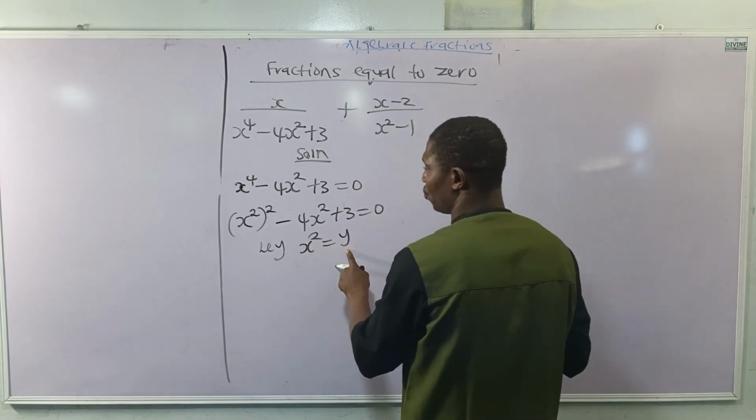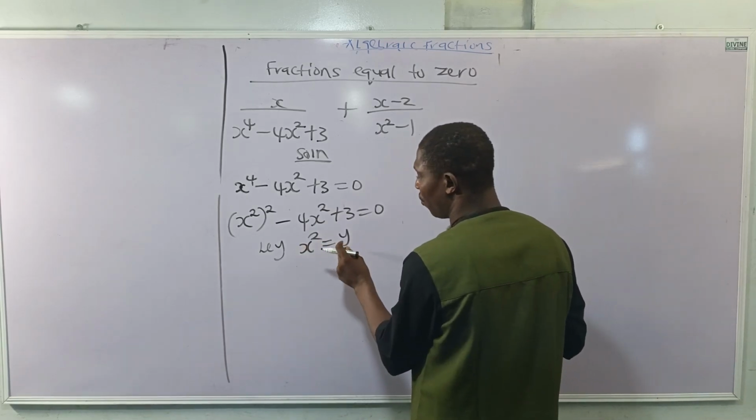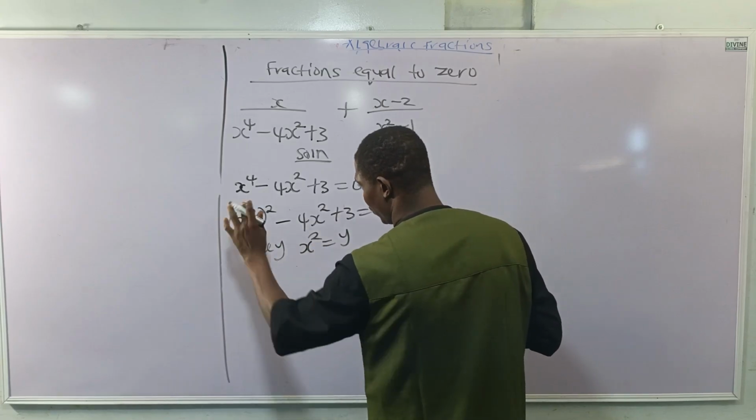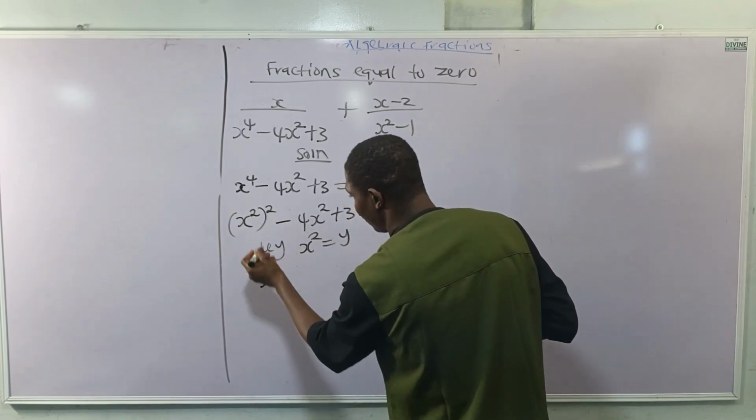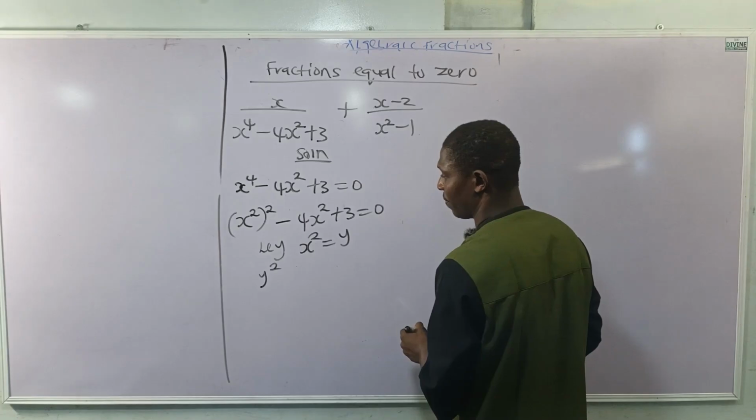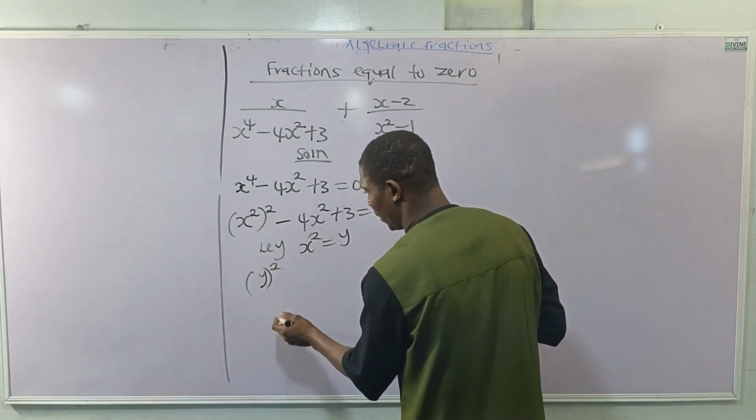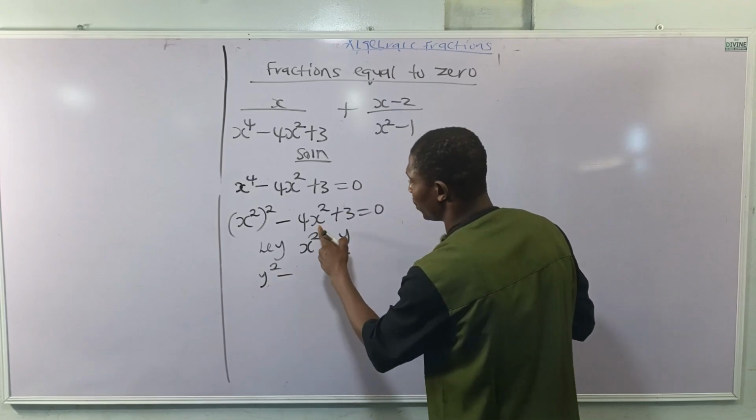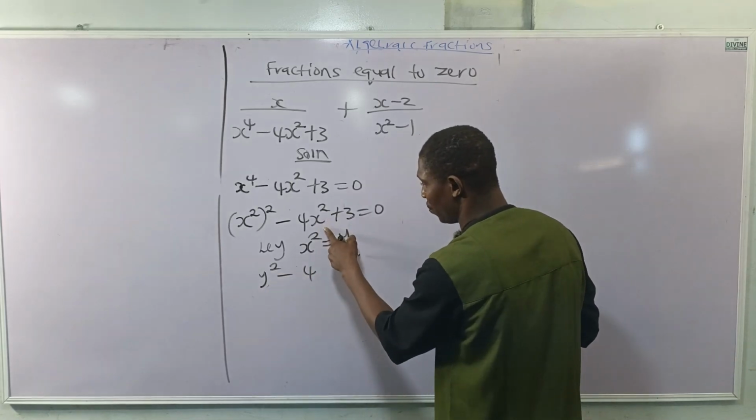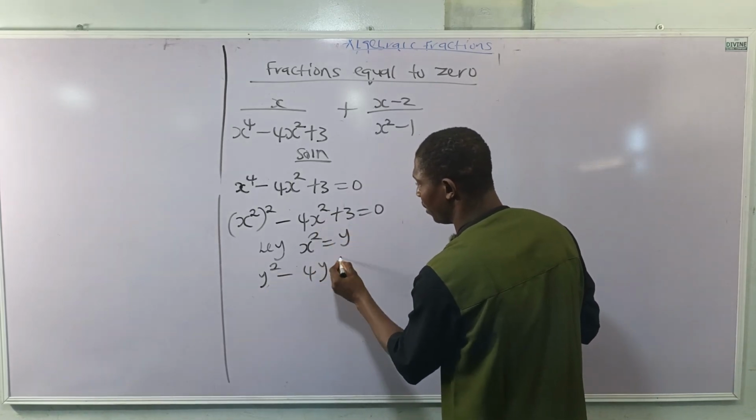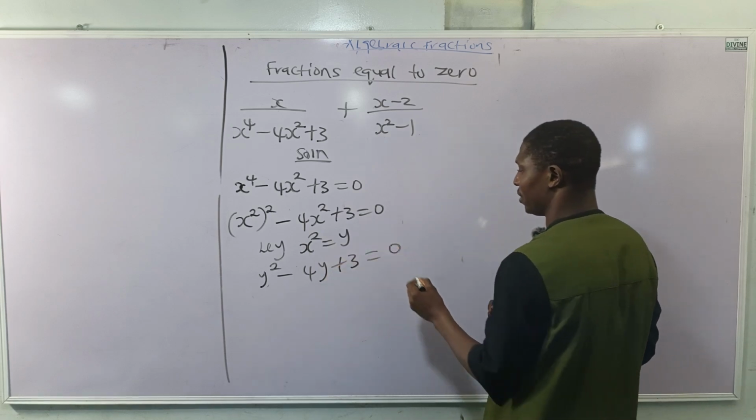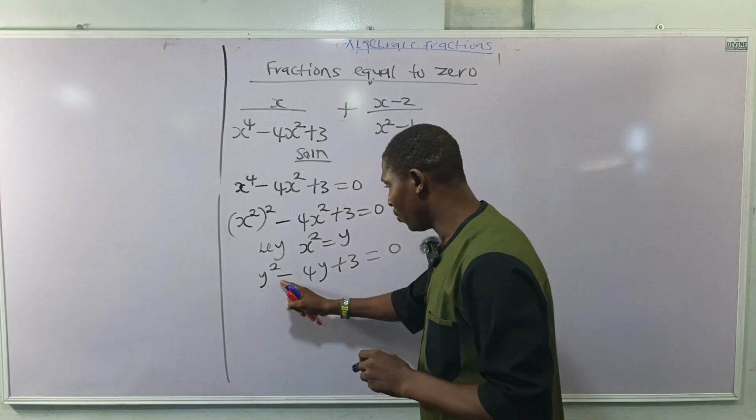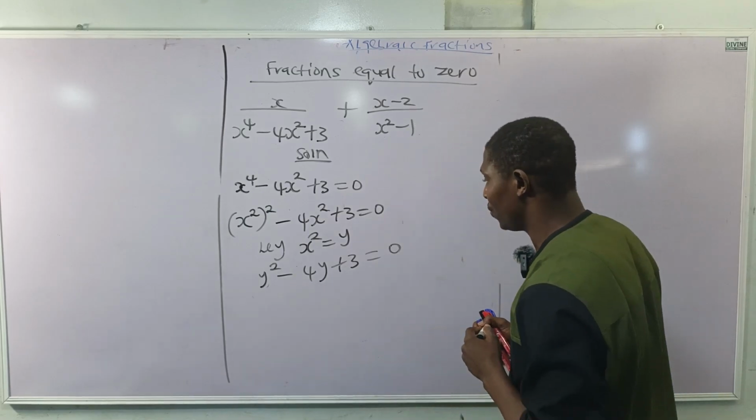Now, if x squared is equal to y, I'll put the value y in place of x squared. This is x squared, so I have y. I have the square out, so I can put my square, which is y bracket squared. I can choose to remove my brackets. Take note: minus 4, this is x squared, so I'll replace it with y, plus 3 equal to 0. Now, this has been resolved to a quadratic equation. We can therefore factorize.